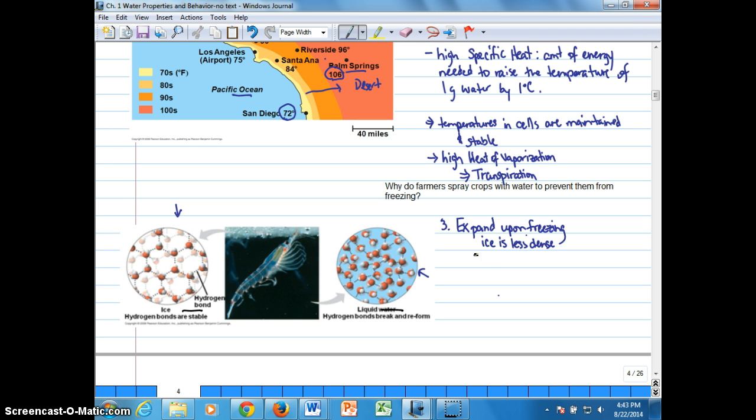How is that conducive to or supportive of life? It means life can exist below the surface of ice on ponds. If ice was more dense than liquid, then the whole pond would freeze. It would take forever for the pond to thaw, and very little would be able to live in a pond, basically.